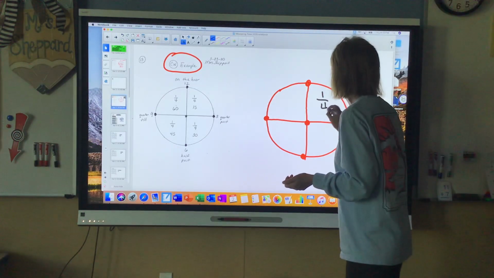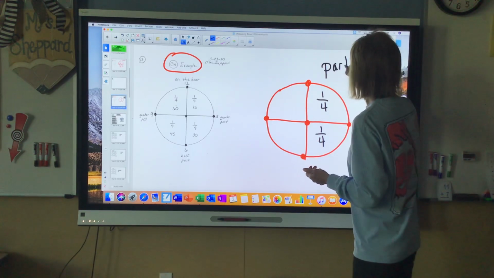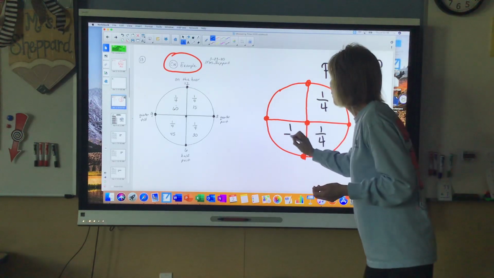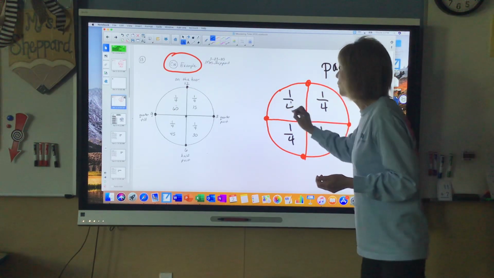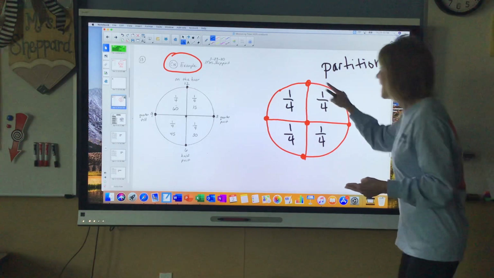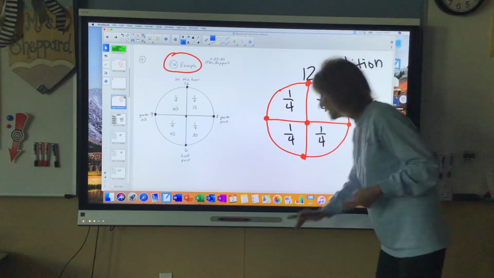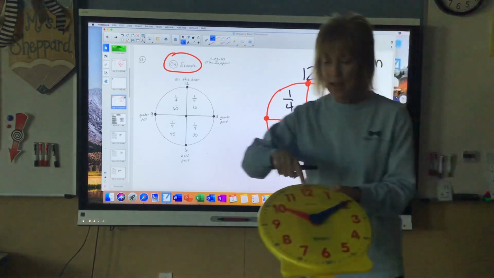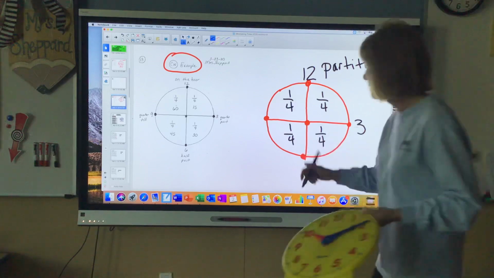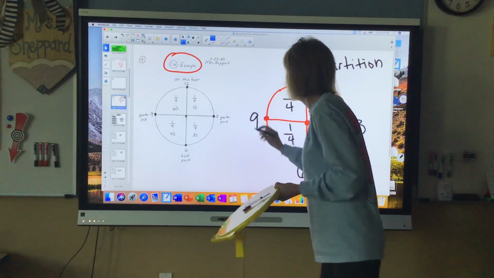Now I know each little section of my circle that I partitioned into 4 equal pieces is equal to 1/4 of an hour. 4 equal pieces, each piece equals 1/4. And then I would take my clock as a resource. I'm going to write in the 12, the 3, the 6, and the 9.